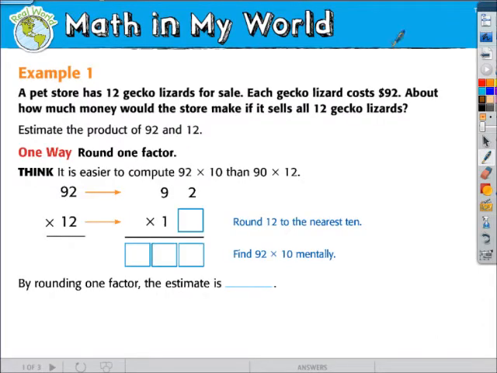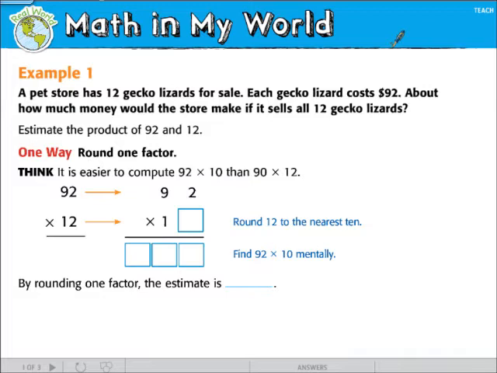All right, inside your textbooks, we have our examples. We're going to do it 2 different ways. We're going to do what's called rounding, which you guys are all very, very familiar with. And then we're going to use something called compatible numbers, which is new, but it's very similar to rounding. So the first one, we're going to round just one factor. In this case, we're going to round 12 to the nearest 10.